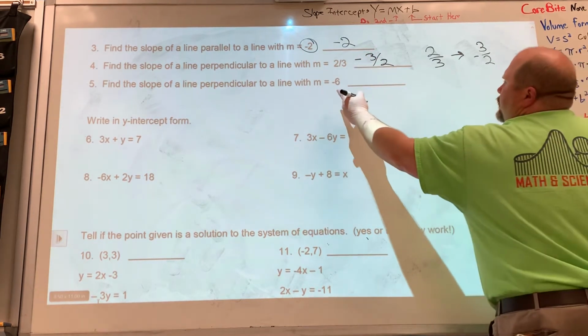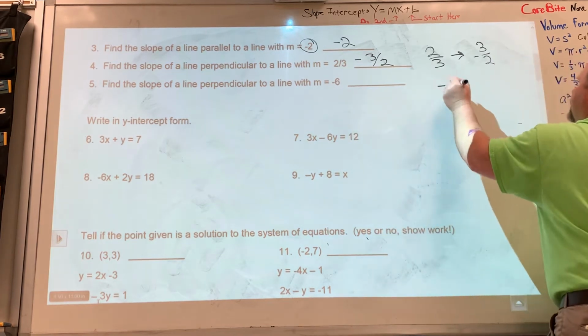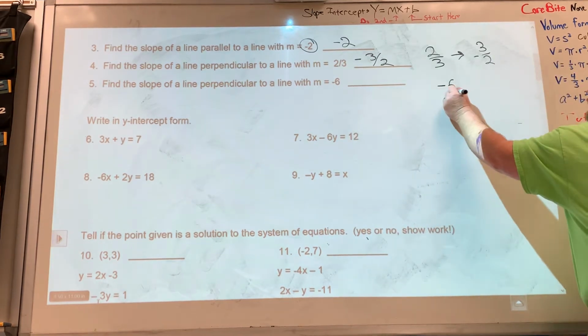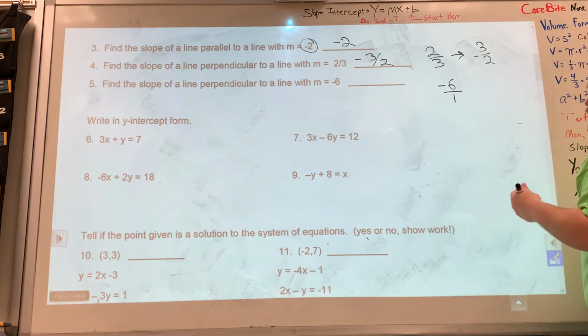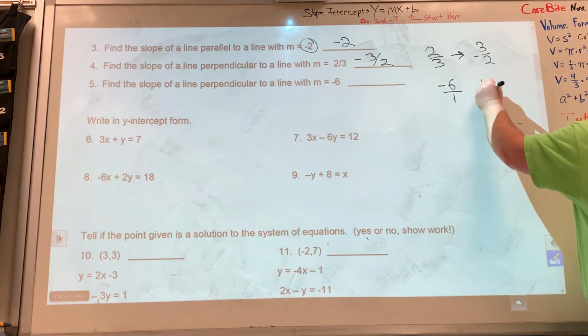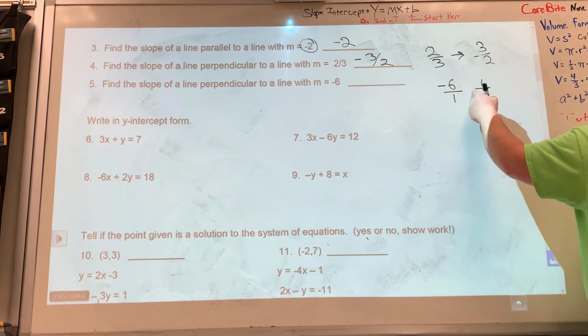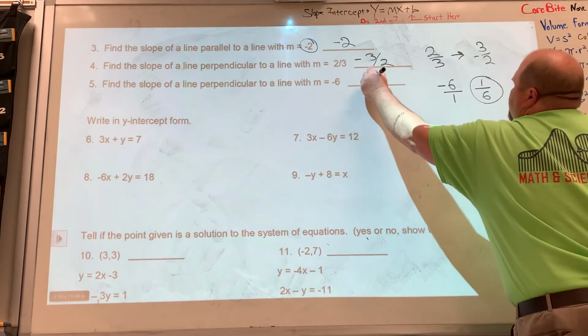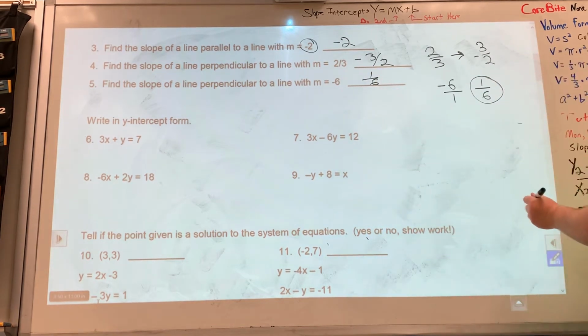All right, number 5, we start off with -6. So we make it a fraction because it was not already a fraction. So you do that by putting a 1 under it. We flip it and change the sign. It goes from negative to positive. So this is just positive 1/6.